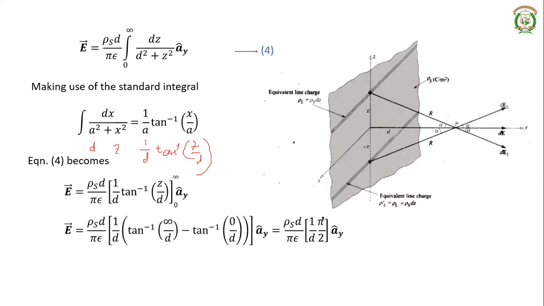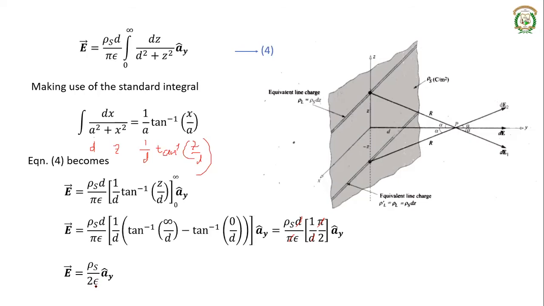So in this term, pi and pi get cancelled. Similarly, d and d get cancelled. So what remains is rho s divided by 2 epsilon into ay cap. Okay, so electric field intensity is then given by rho s divided by 2 epsilon into ay cap. So this is the electric field intensity at any point due to an infinite sheet of charge.